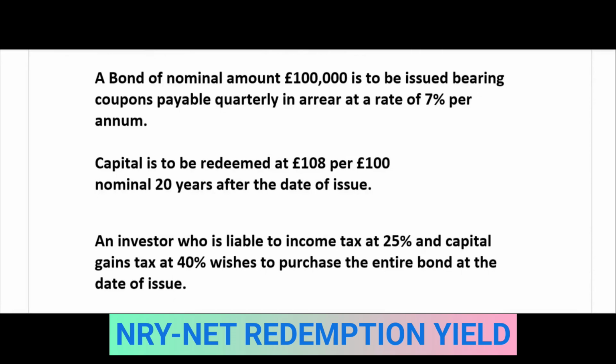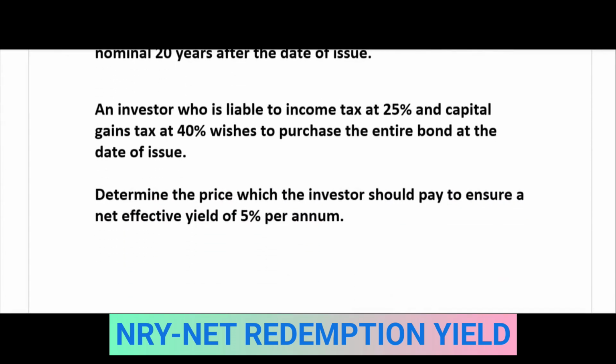An investor who is liable to income tax of 25% and capital gain tax at 40% wishes to purchase the entire bond at the date of issue. Determine the price which the investor should pay to ensure a net effective yield of 5% per annum. Whenever they talk about net redemption yield or net effective yield, they're the same. You need not worry.